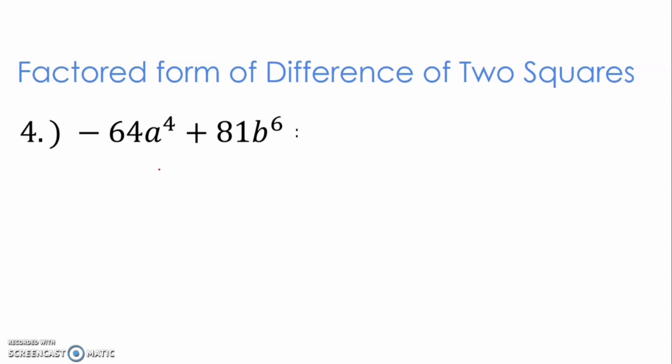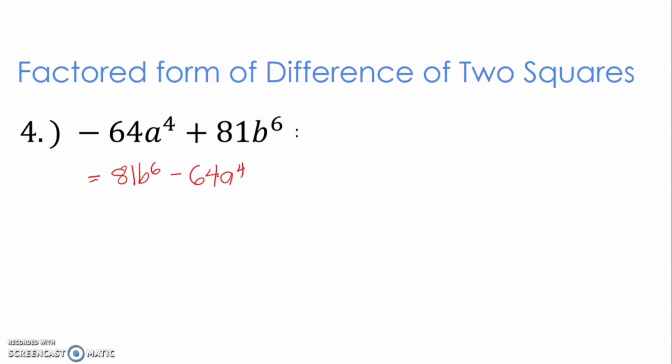Let us now proceed to our last example. We have negative 64a raised to 4 plus 81b raised to 6. So as you can see on our given example, the first term is negative. So how do we factor this? So what we have to do is to rearrange the polynomial. What do I mean by that? Meaning you have to write the second term first, followed by the first term. So our polynomial will become 81b raised to 6 minus 64a raised to 4.